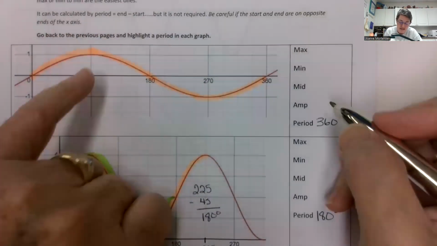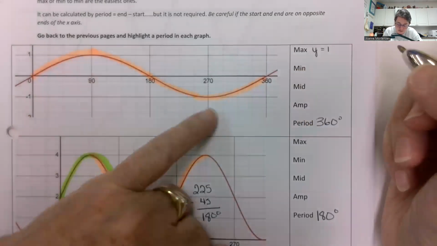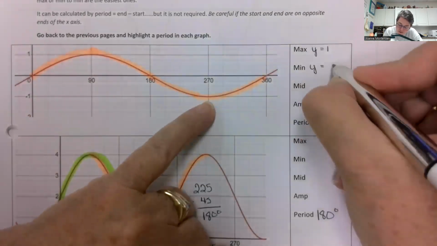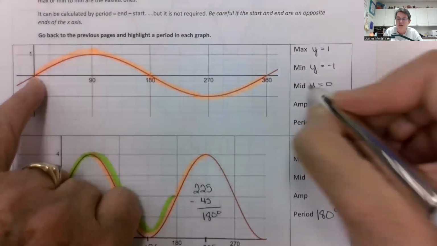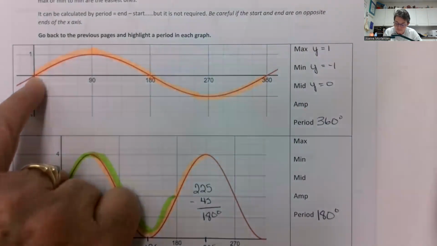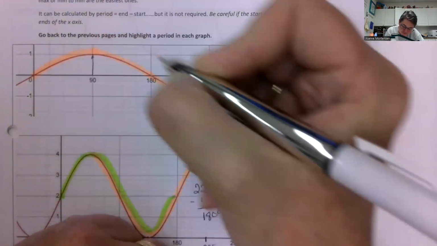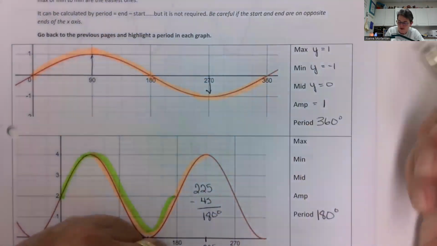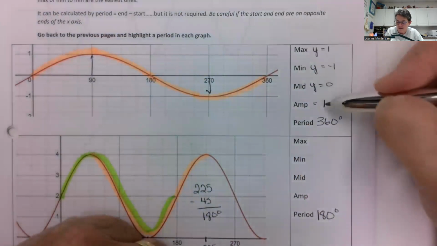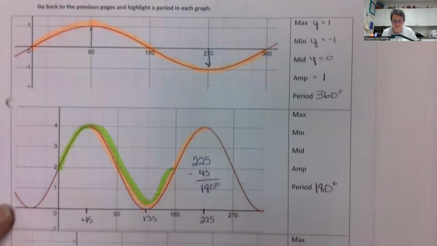All right, maximum, how high does it go? Y is equal to 1. Minimum, how low does it go? Y is equal to -1. Midway, y is equal to 0. I guess I should have written midline. And my amplitude is equal to 1. So remember, these guys get y's. This is just a plain old number, and it's always, always, always, always, always positive.